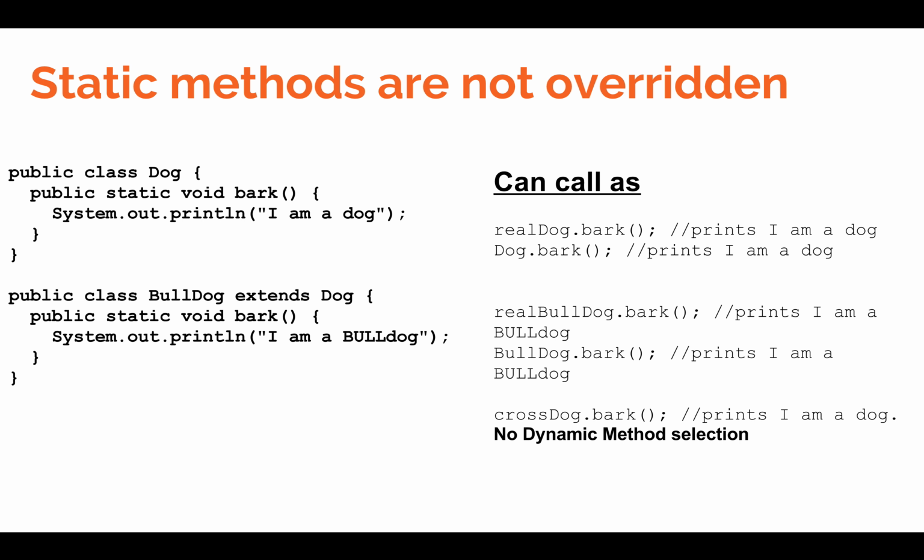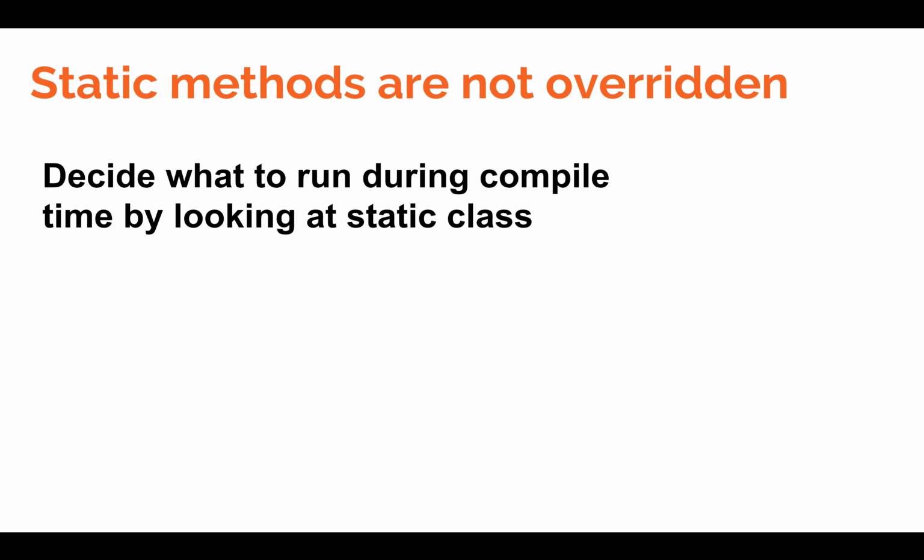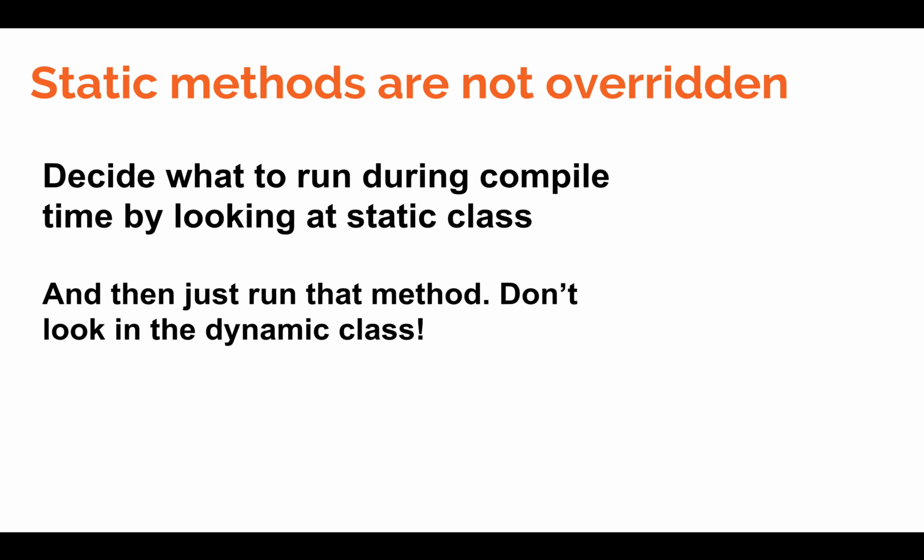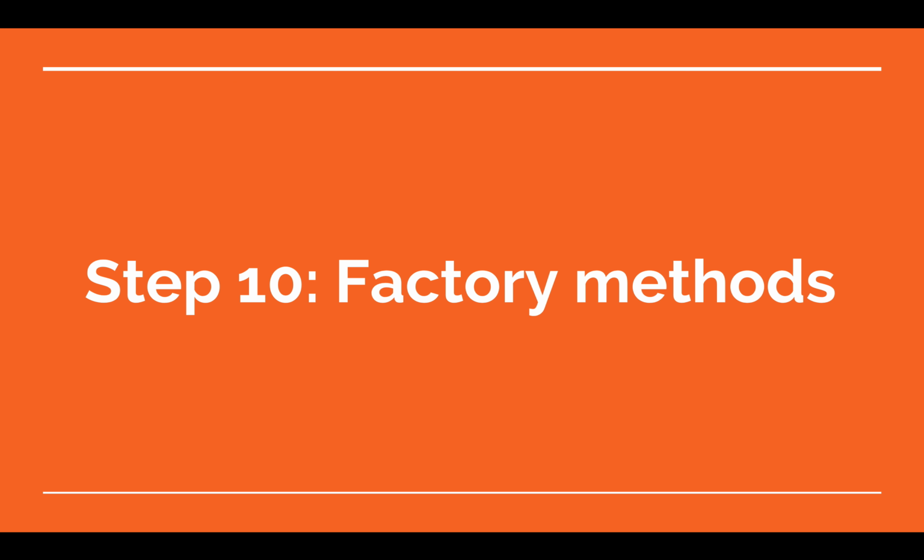This one is easy. Okay. Moving on then. Static methods are not overridden. Decide what to run during compile time and then just run that method. Don't even look in the dynamic class. Super easy. Much easier than what we did before. Okay. Cool. Step 10. Factory methods.